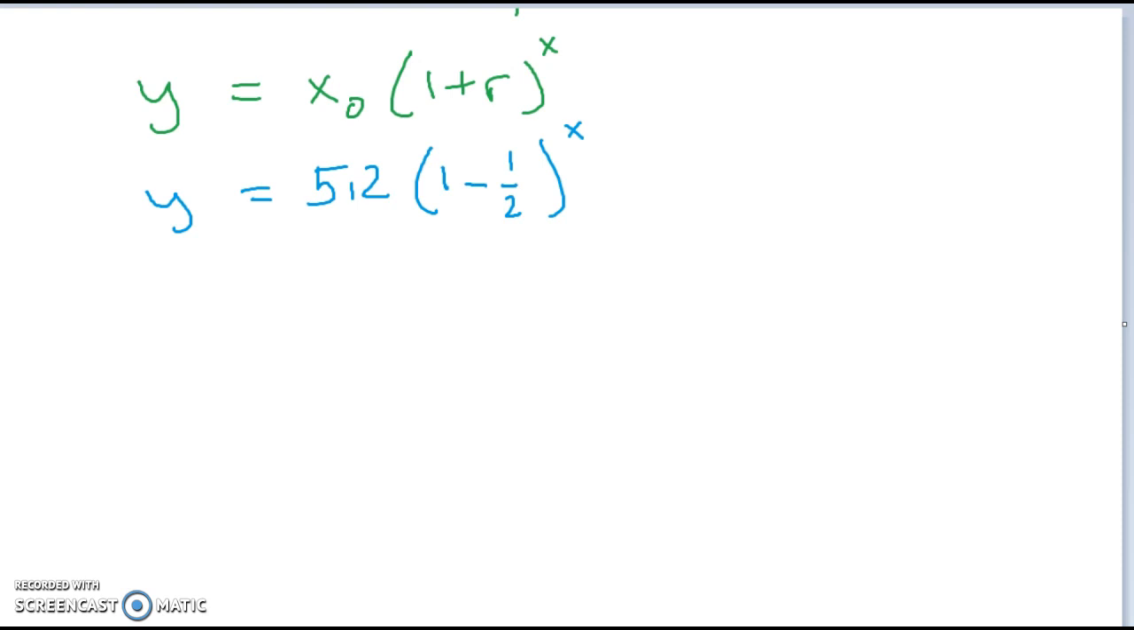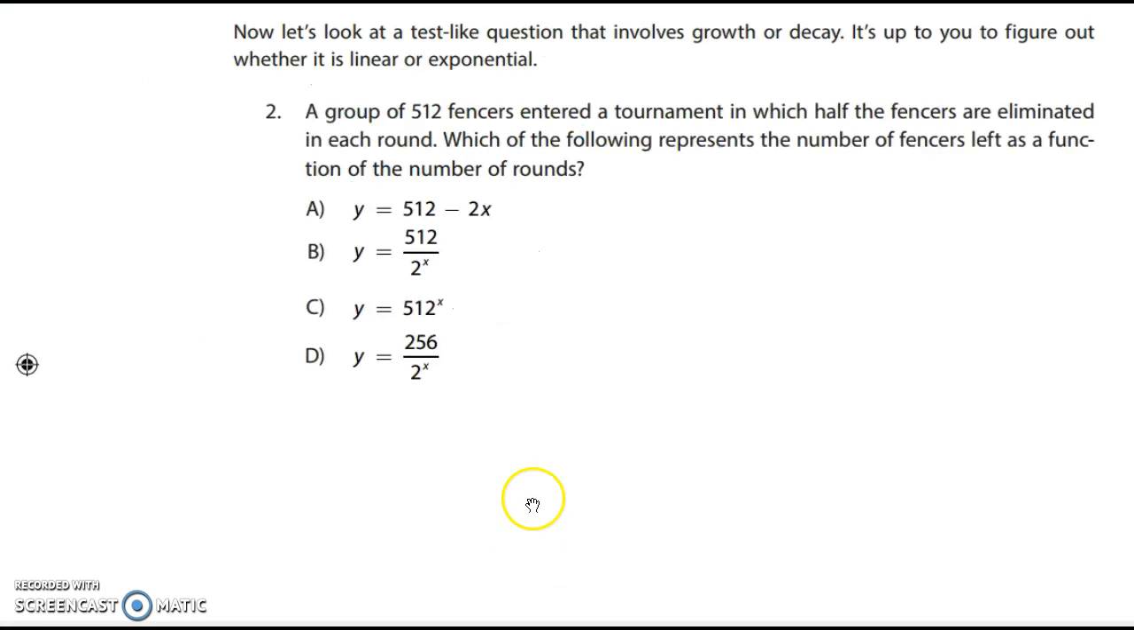Good? Then that would mean that the total number that we have is going to be equal to 512 times, well, 1 minus 1/2 is just 1/2, hopefully. And then that raised to the x power. Well then, which of these answer choices would fit? Let's look at this for a second. Hopefully you can see A doesn't work: 512 minus 2x, that doesn't fit. And then the only two choices that have 512 in them are B and C.